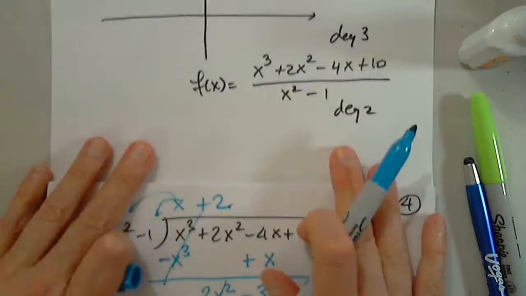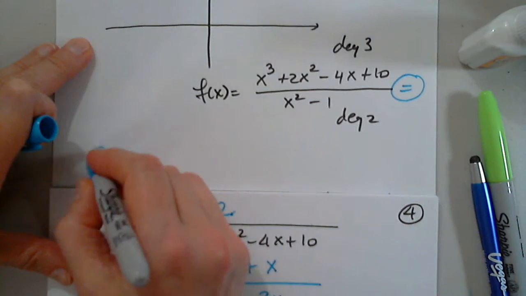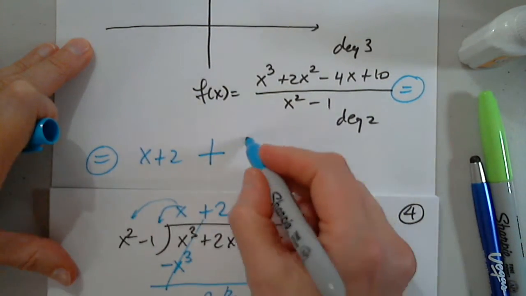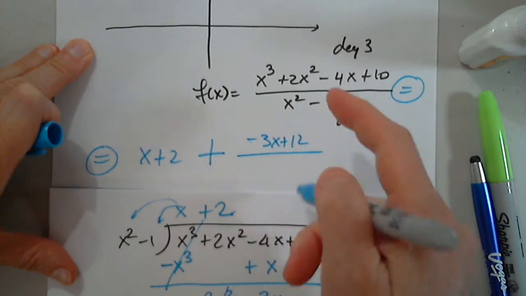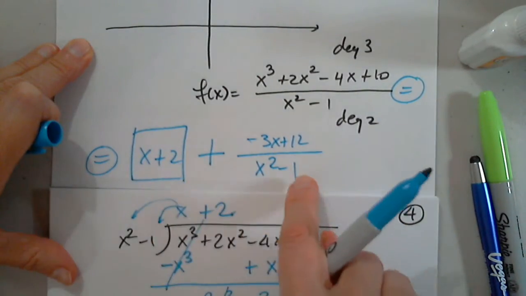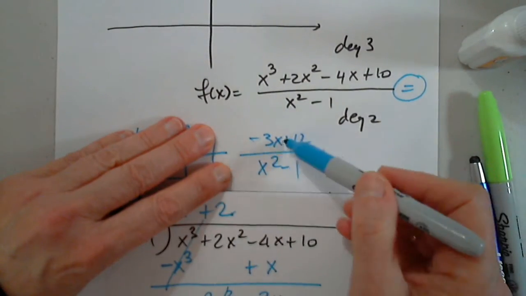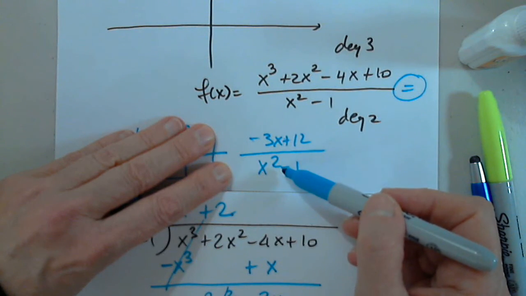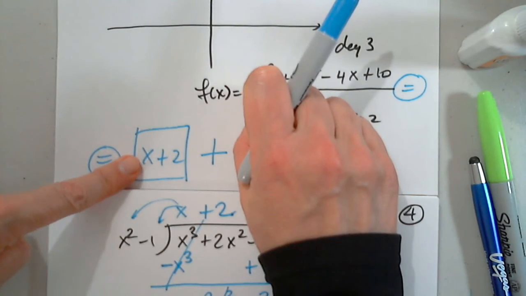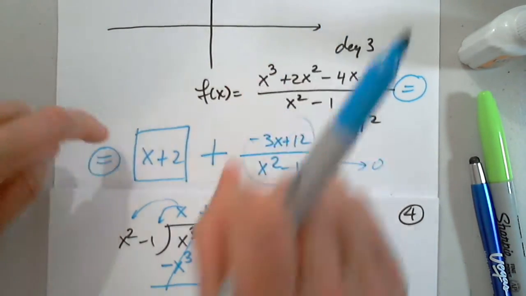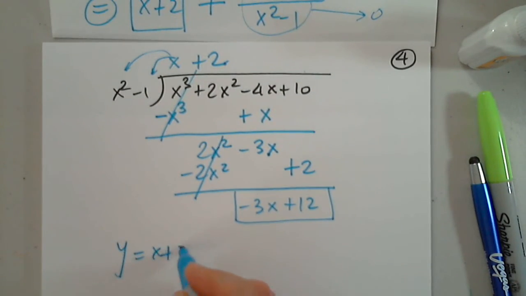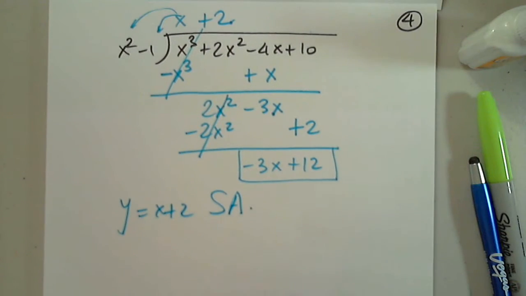So then coming back to my function, I have the quotient, which is x plus 2, plus the remainder, negative 3x plus 12 over the divisor. This and the quotient alone, why? Because this approaches 0. Lower degree at the top versus the denominator. So this will eventually go to 0. That's why this is the slant asymptote. So y equals x plus 2 is the slant asymptote. And how do I graph this?